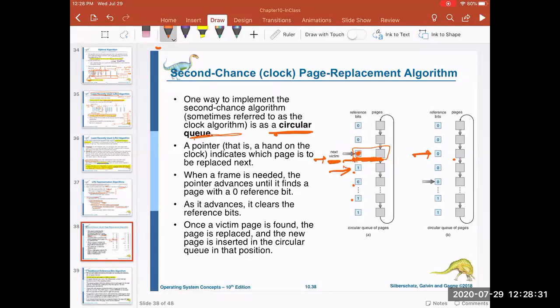Now it moved to the next to look for the victim. So it is again 1. So in this case, what would happen? It will make this 0 and move to the next one. Now this is already 0. This frame and this frame have been given a second chance, but this is already 0. So what can be done? This could be your new victim frame, so you can replace this frame.